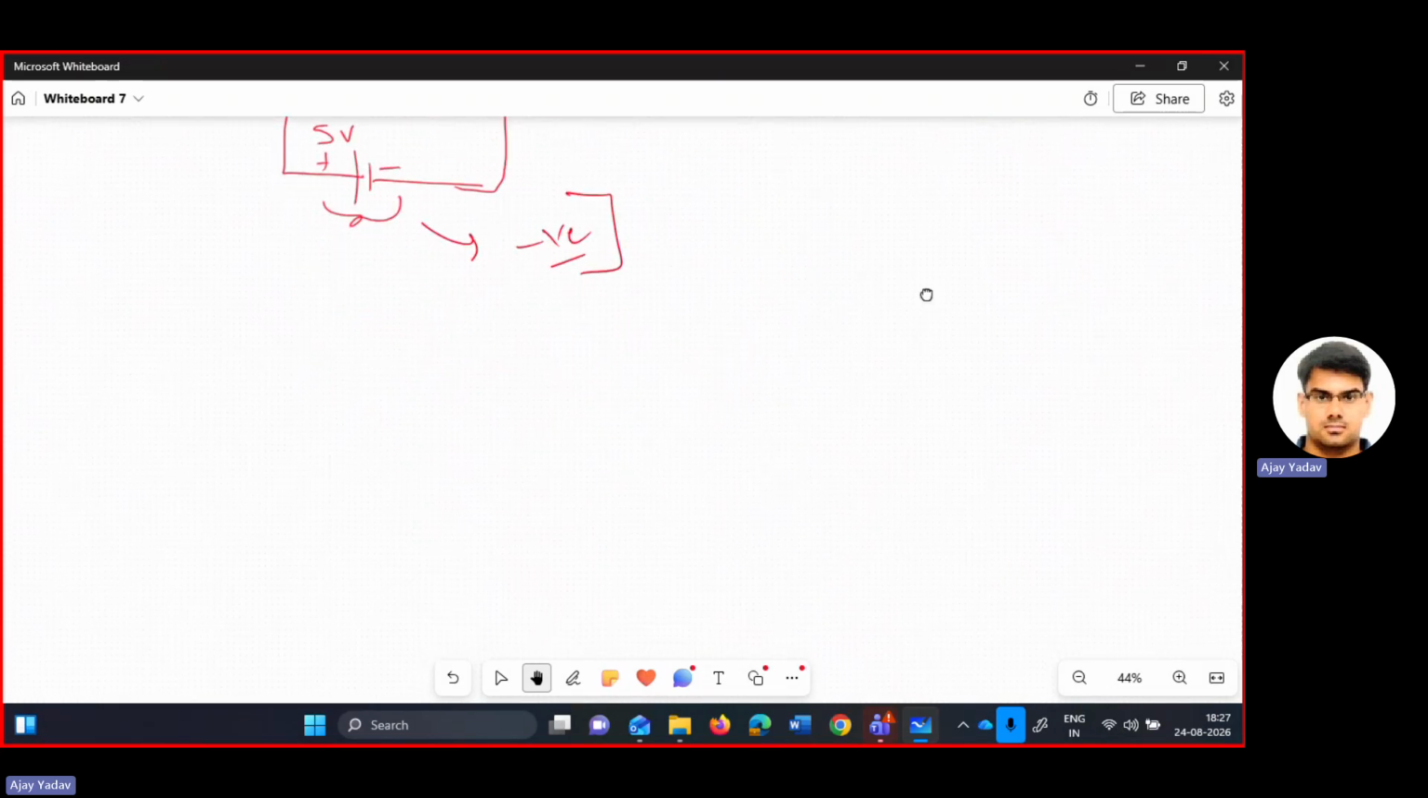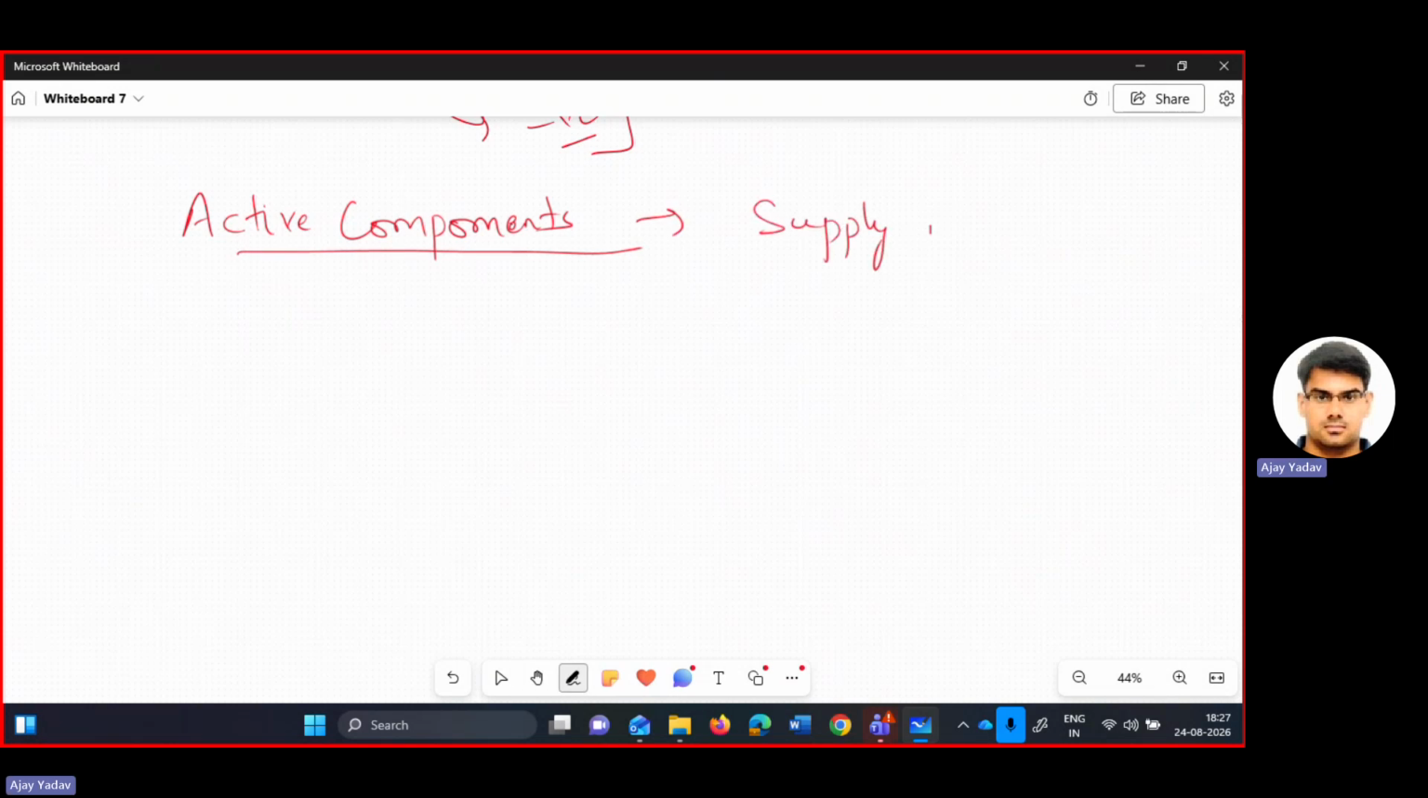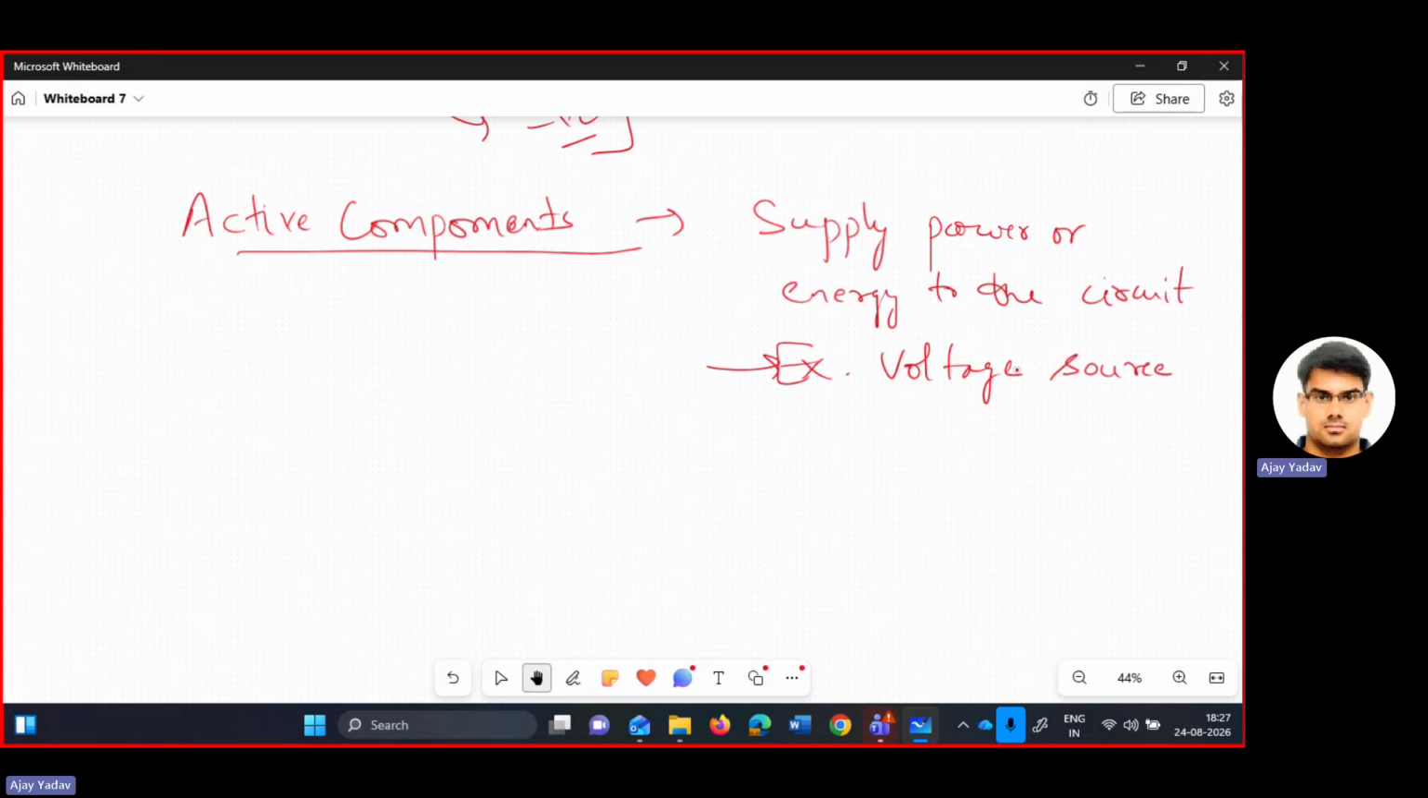Now there is another concept called active and passive components. Active components are those devices or components which supply power or energy to the circuit. So the example is your voltage source. Whenever you connect a battery to the circuit, it is supplying energy to the circuit. So it is an active component.